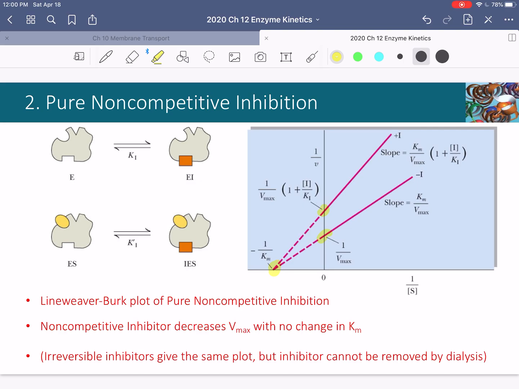And that's because Vmax has changed. Remember, Vmax is represented by the y-intercept, the intersection of the line of the plot of your kinetics, which are the magenta lines, intersecting with the y-axis, 1 over velocity. So Vmax is changing. Vmax changing means it's not competitive inhibition. But look what doesn't change. The x-intercept is the same. So that means that the Km is the same.